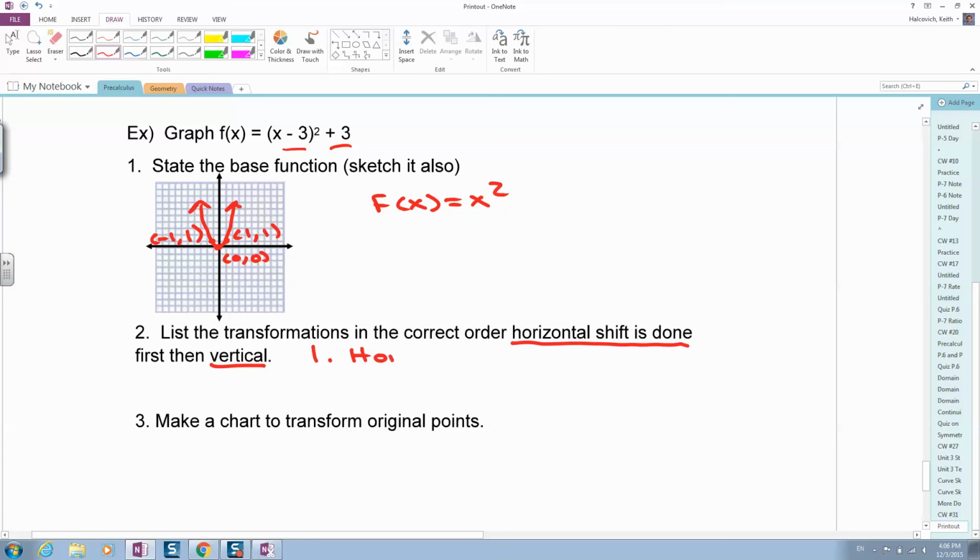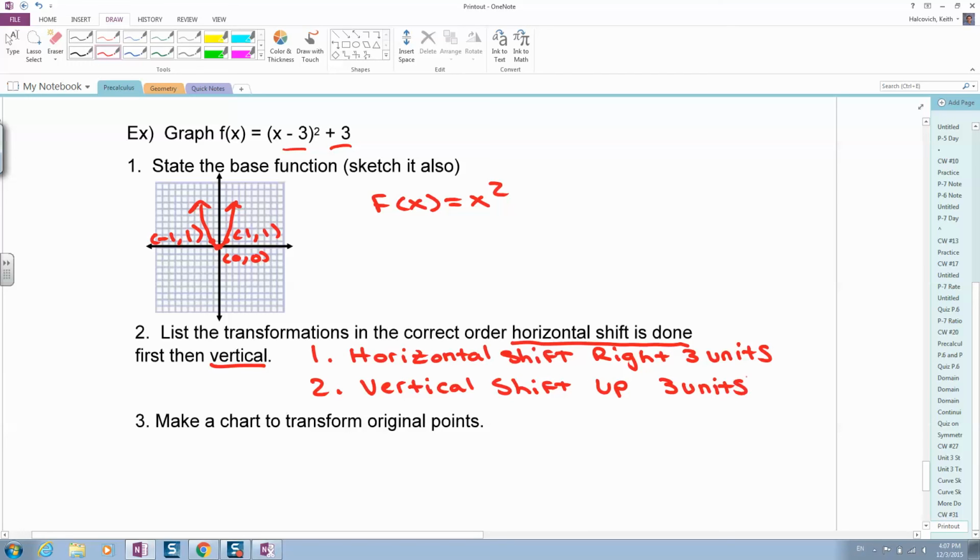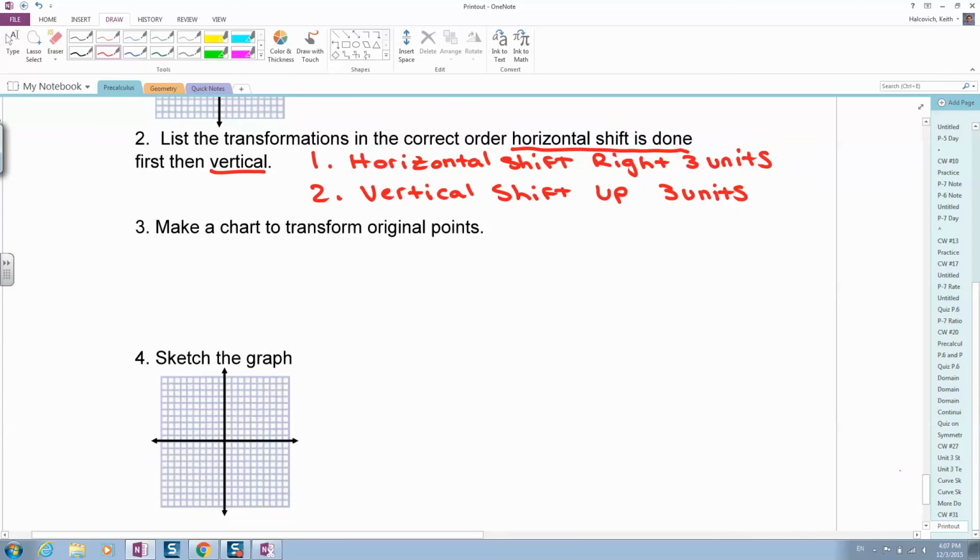So first you have a horizontal shift. Since it's minus 3, it goes to the right 3. And then next you have a vertical shift, and since it's plus 3, it's going up 3. Then you want to make a chart. So remember, your original points are 0, 0, 1, 1, negative 1, 1.